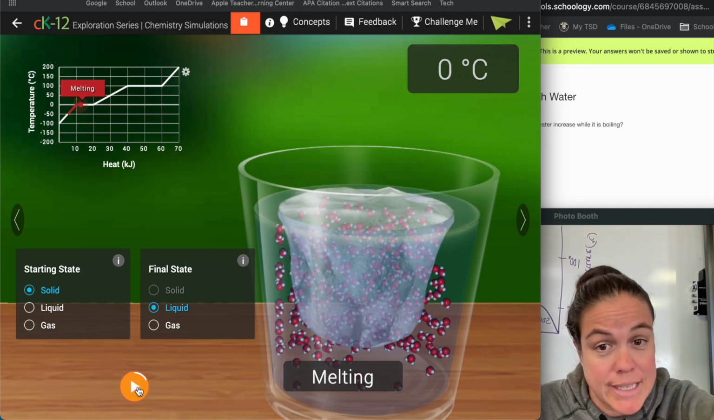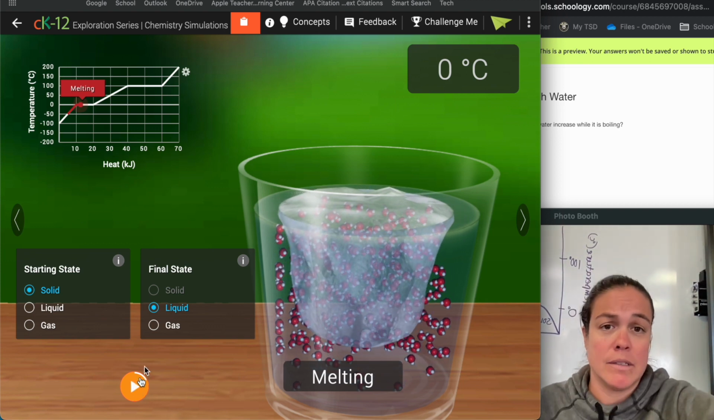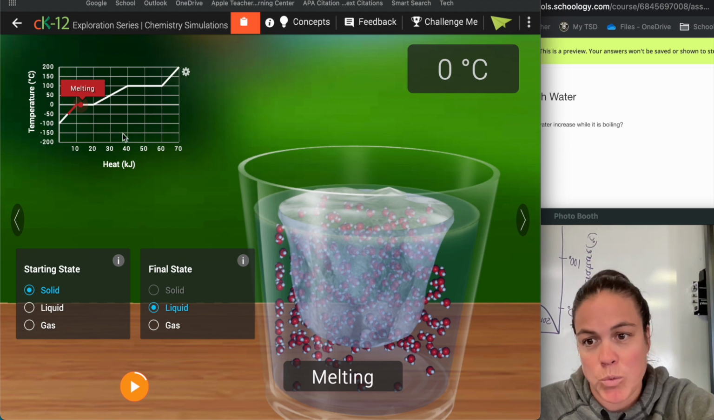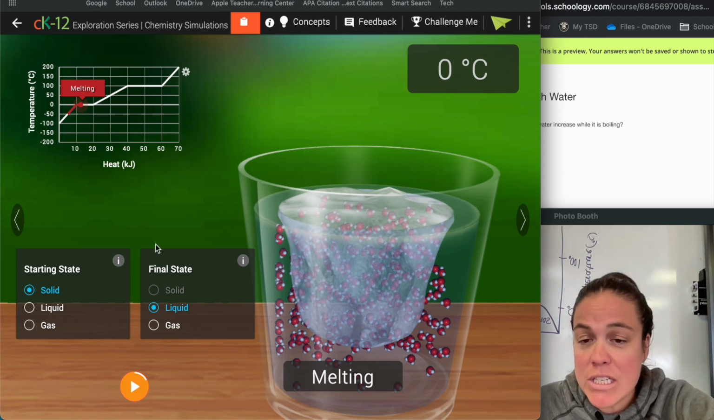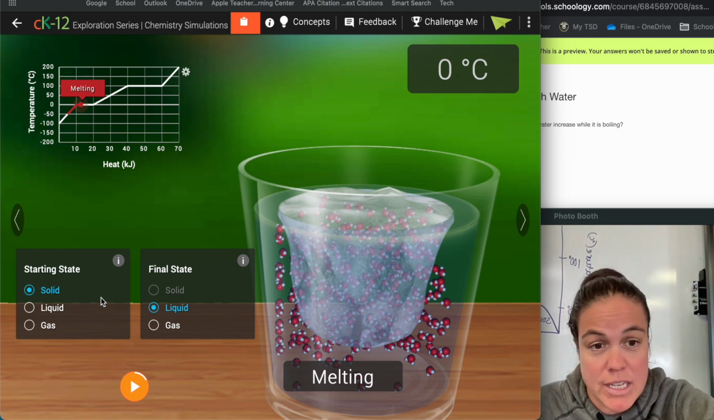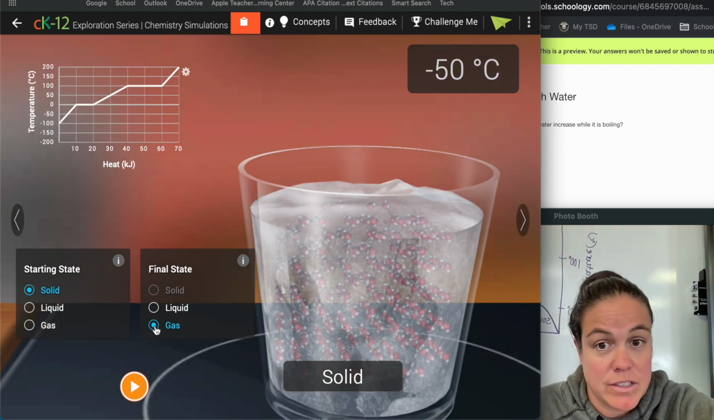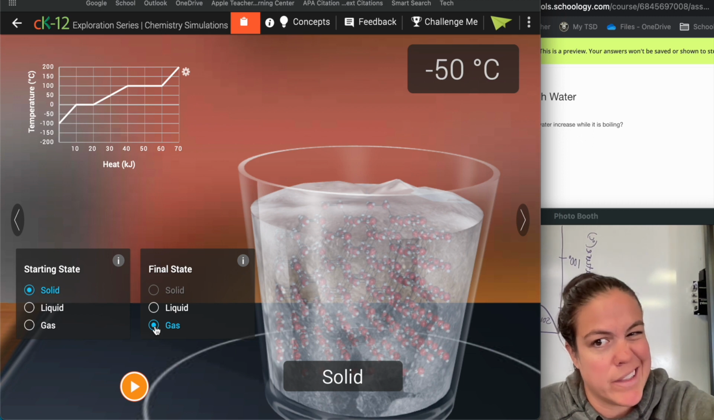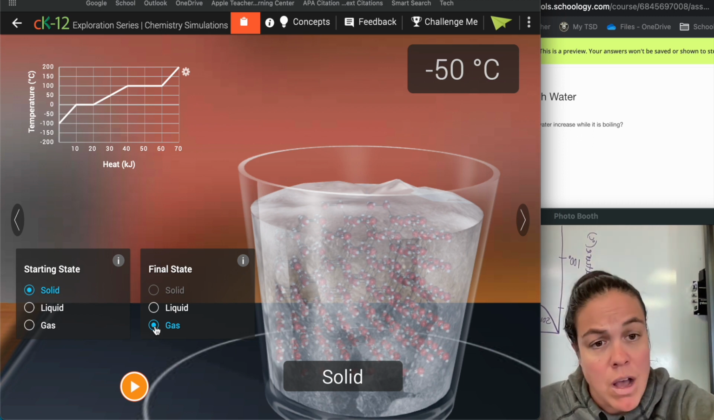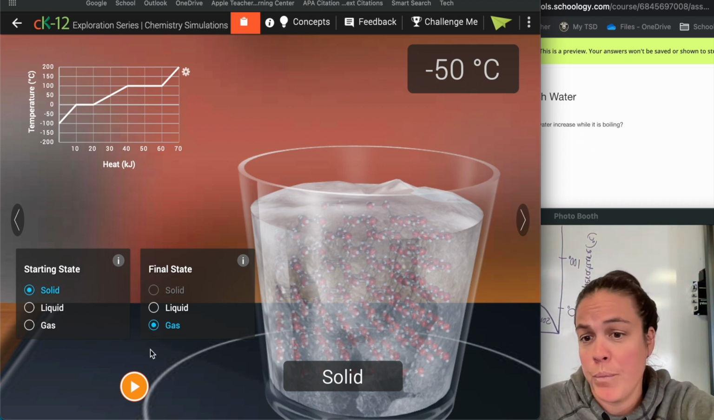So I can pause it at any time. I can see the particles, I can see the temperature, and I can watch what's happening on the graph. In addition to that, I can change my starting state and my final state. So I can change this final state to be a gas, and you'll notice when I click that, it started all over again. So let's watch the whole thing play through once.